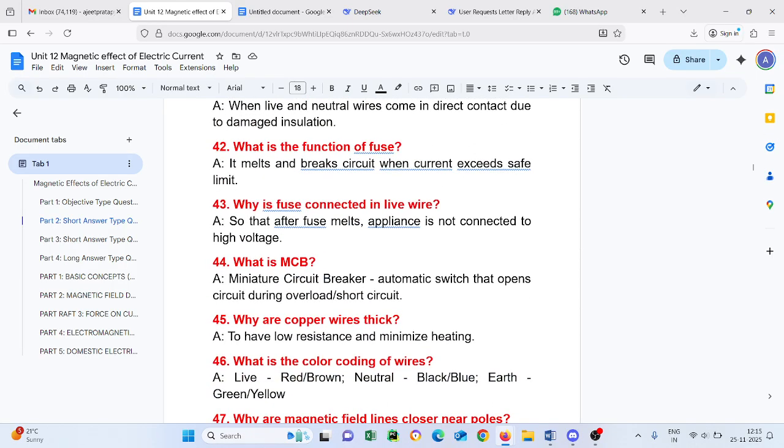Question number 44. What is the MCB? Miniature circuit breaker. It automatically opens the circuit during overload or short circuit. Why are copper wires thick? To have low resistance and minimize heating.